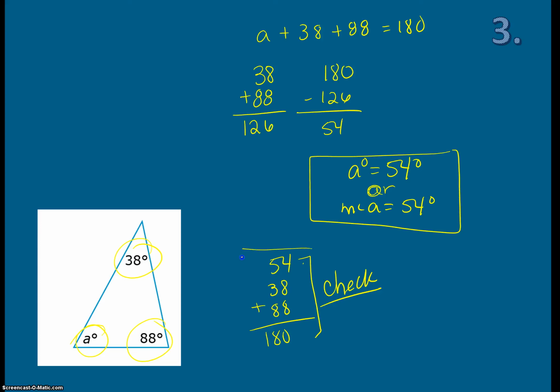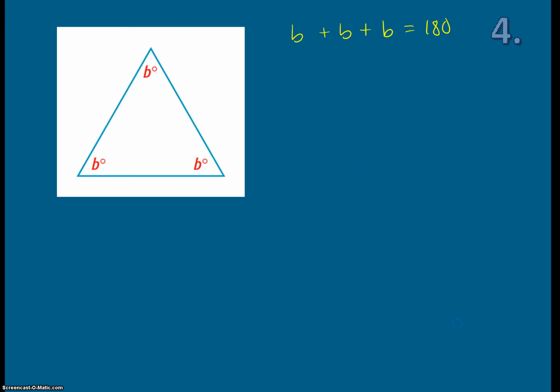Now it's also good to double check. You just take your three answers and add them together to make sure you get 180, so you don't make a simple adding or subtracting mistake. So I added my three angles together, I got 180, I know my answer was correct, and I can move on.